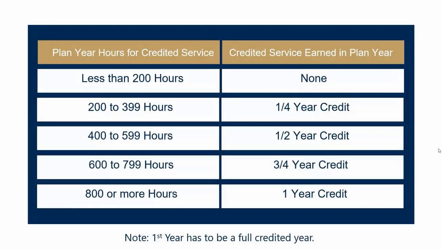Now note, your very first year has to be a full credited year, meaning you have to have at least 800 hours in order to qualify for either the quarter, half, or 3/4 of a year credit. But once you have 3 years in total under these guidelines and have 3 years of credited service, you will become vested in your retirement accounts. And again, that's a non-forfeitable right, and they are considered yours.